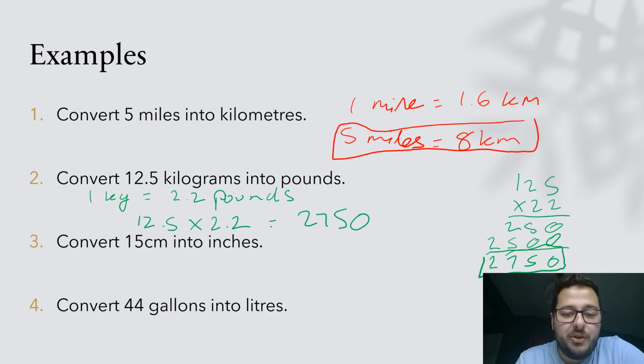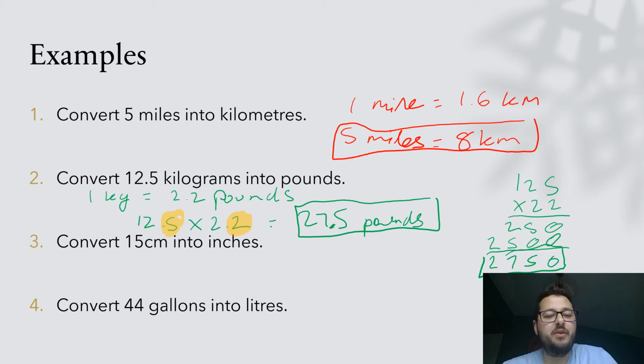But we need to stick the decimal point back in. Well, how many numbers are after the decimal point in our question? There's 1, 2, so there should be 2 numbers after the decimal point in our answer, so I will put that there. So 27.50, or you can leave that as 27.5. And then we'll write pounds.